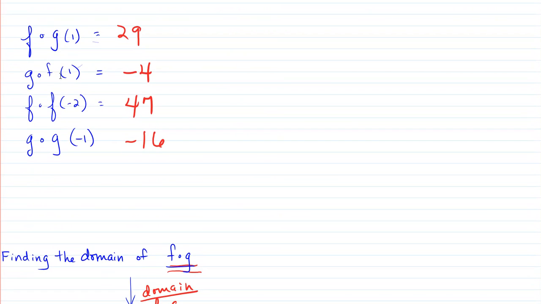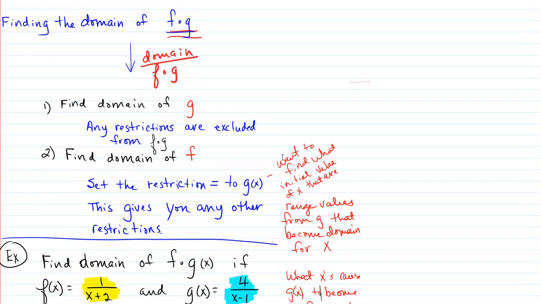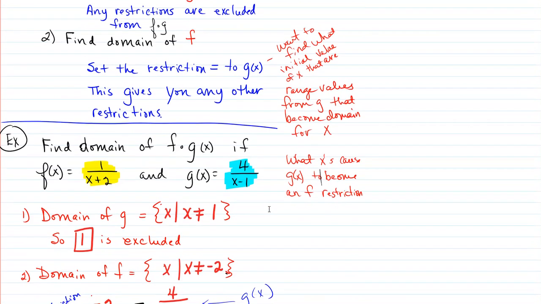Here are some more examples of just finding that g of f of 1 means what? You take f of 1 and you put it into g. So you could do all of those. Now, if you're finding the domain of a composition, the domain of f of g, there are 2 steps here. Find the domain of g, and any restrictions are excluded also from f of g. Then you find the domain of f. Set the restriction equal to g of x. So you want to find what initial values of x are range values from g that become domain for x. So let's go through an example.